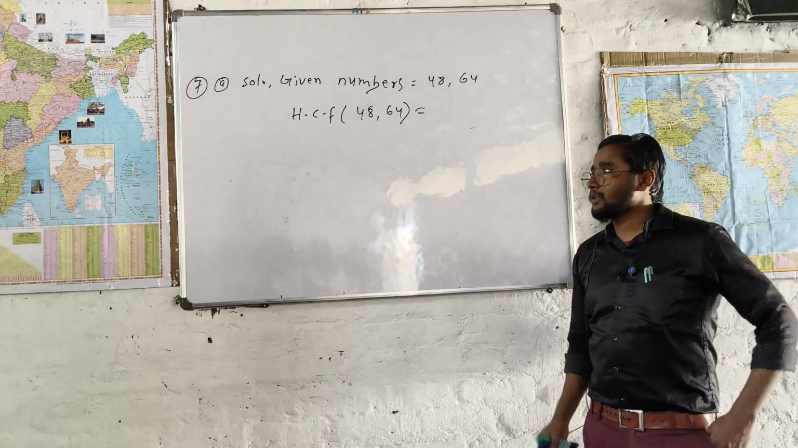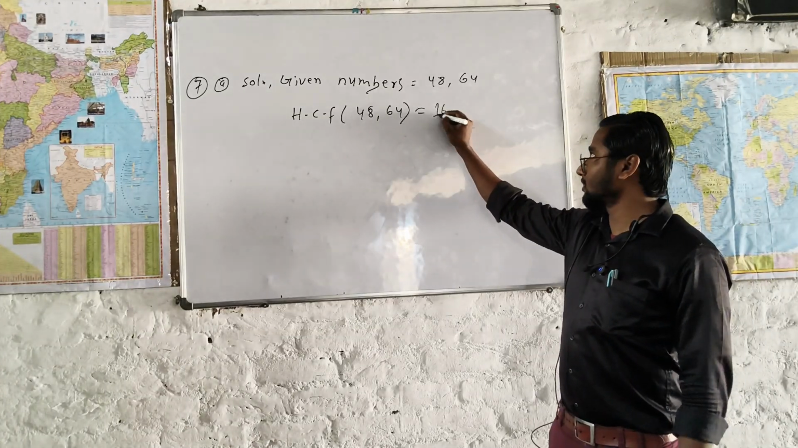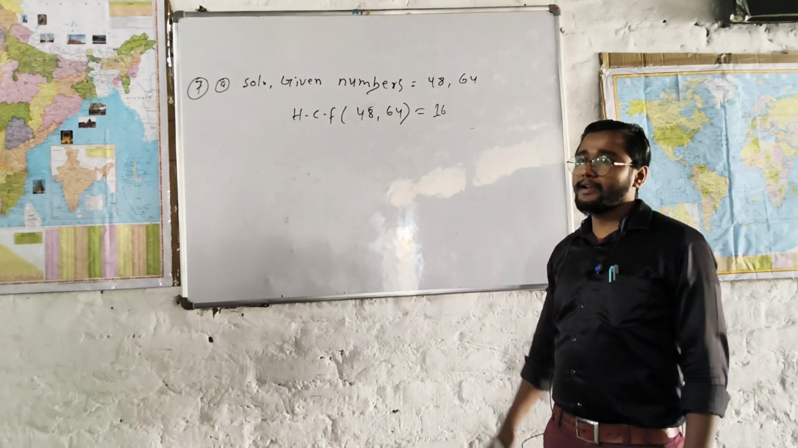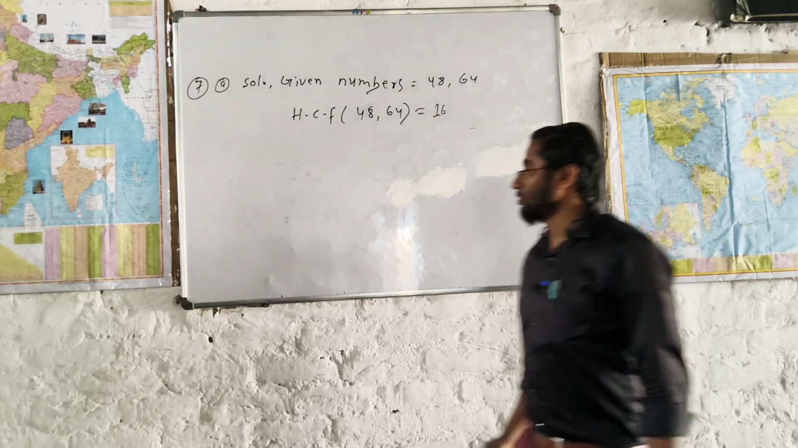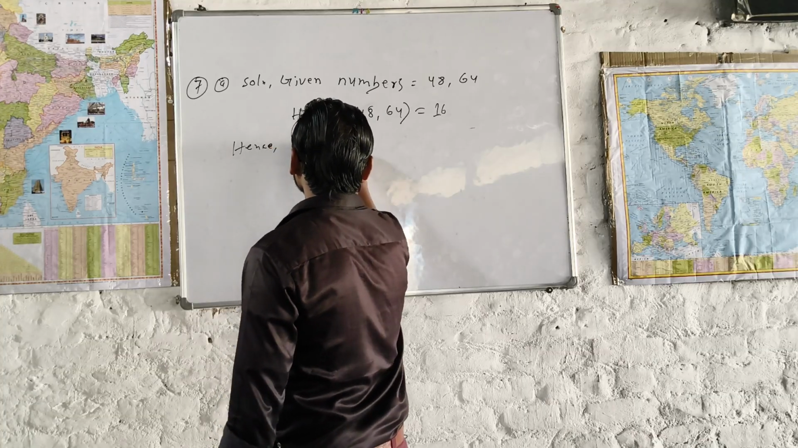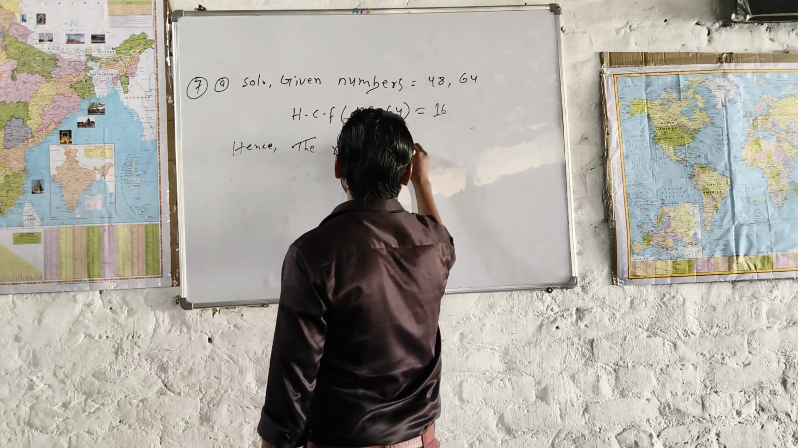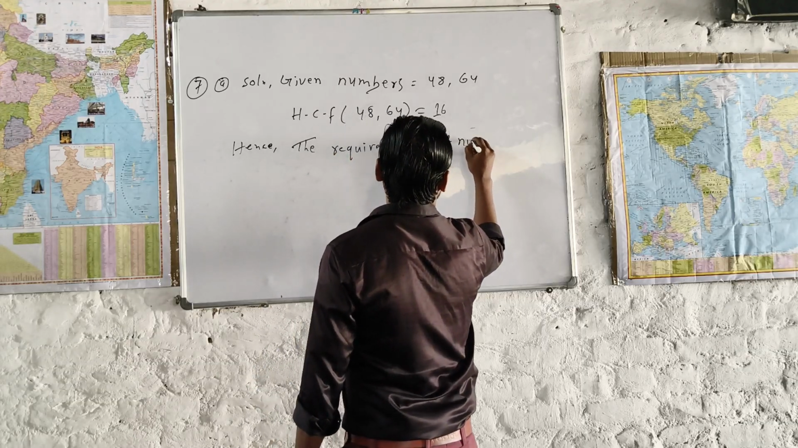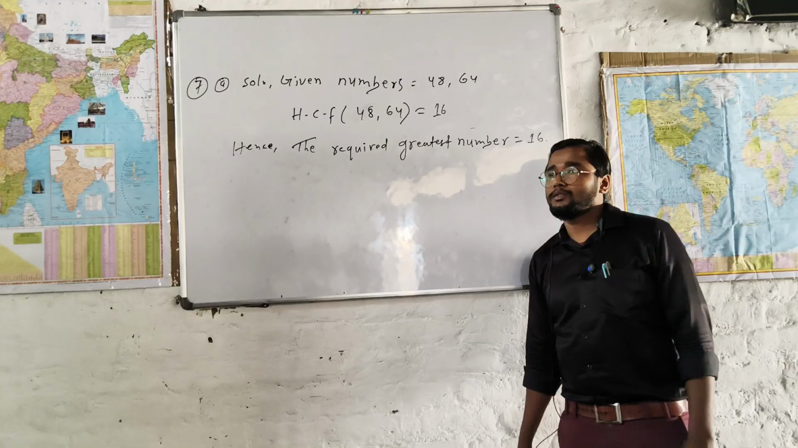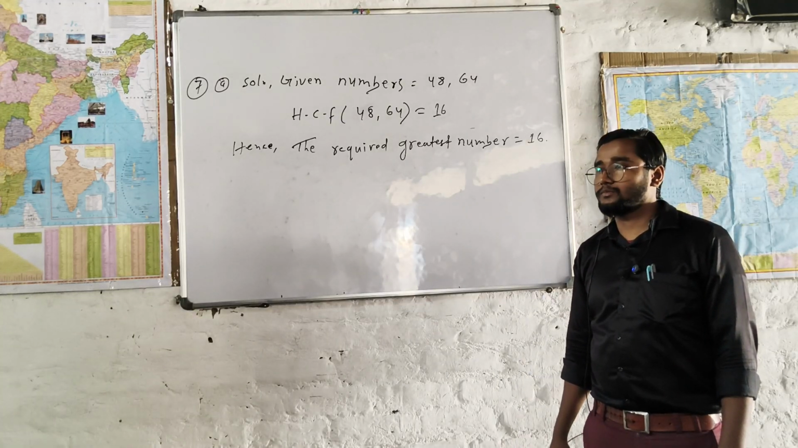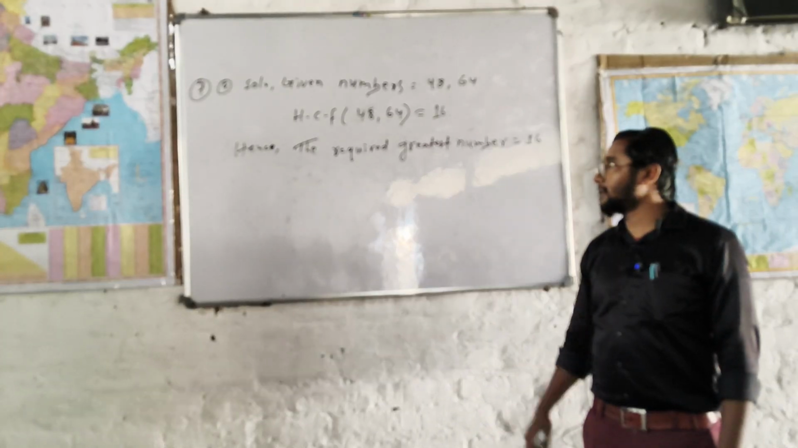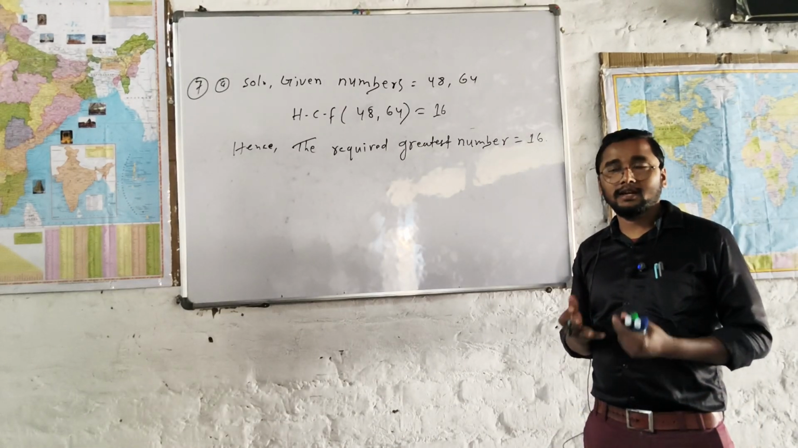What will you get? 16, you will get that. Now you can see 16 is the greatest number that will divide 48 and 64, and the remainder you will get is 0. So hence we can say that the required greatest number is equal to 16. Any problem? We can say 16 is the answer.